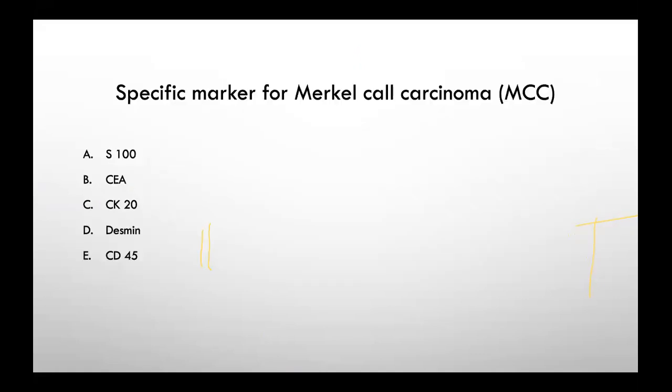Okay. A question on the marker, a specific marker for Merkel cell carcinoma. Is it S100, CEA, cytokeratin 20, desmin, or CD45? Yes, it's cytokeratin 20. Anybody know what desmin is a marker for? Leiomyosarcoma. Okay, let's move on to the next question.